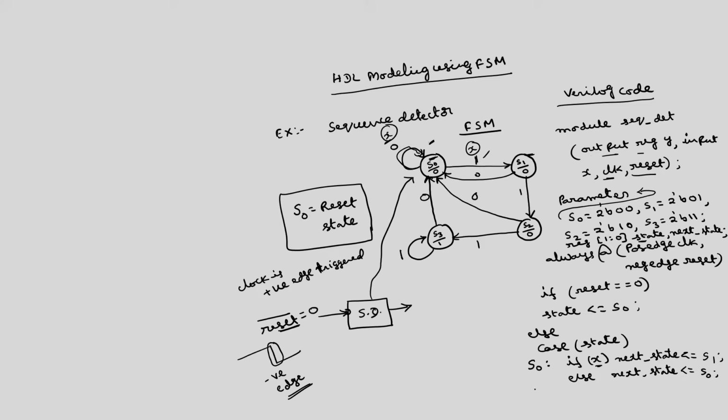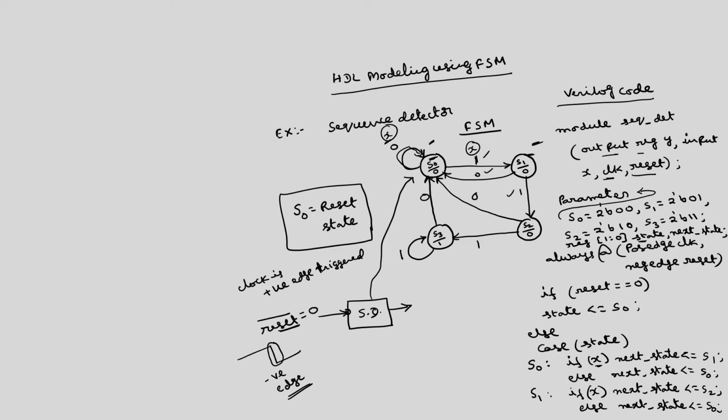Similarly, for S1, if x, for S1, 0 will go to S0 state, 1 will go to S2 state. So, if this is true, next state is equal to S2, else next state is equal to S0.